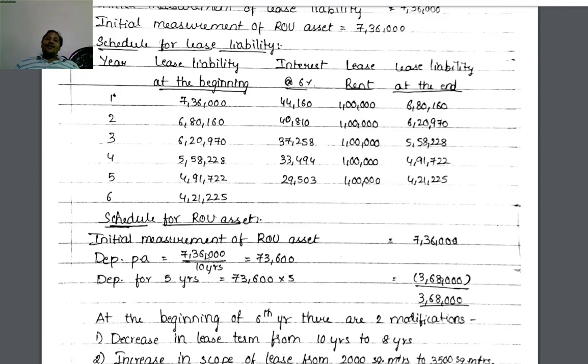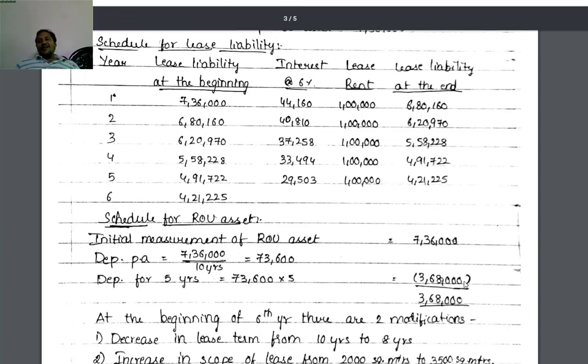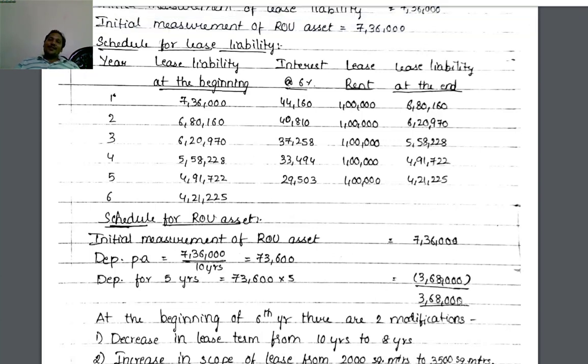Depreciation per annum: 7,36,000 divided by 10 years, 73,600. Depreciation for 5 years, 73,600 into 5, is 3,68,000. Then the remaining balance is 3,68,000. So the balance of lease liability is 4,21,225, and the balance of ROU asset is 3,68,000. This is at the end of fifth year or beginning of sixth year.